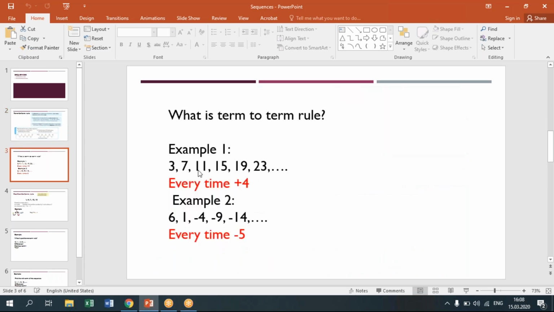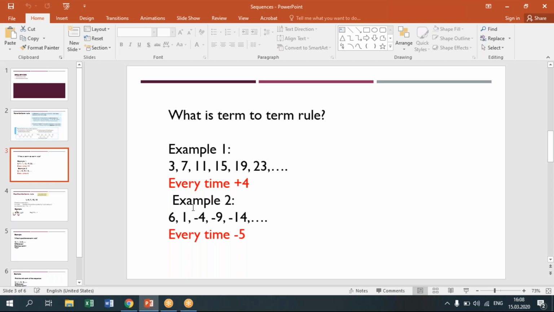Let's look at some examples. For example, what is the term-to-term rule? Example 1. 3, 7, 11, 15, 19, and 23. Every time we see that the difference between each of the terms is plus 4. 3 plus 4 is 7. 7 plus 4 is 11. 11 plus 4 is 15. 15 plus 4 is 19. 19 plus 4 is 23. That's why the term-to-term rule for this sequence is add 4.